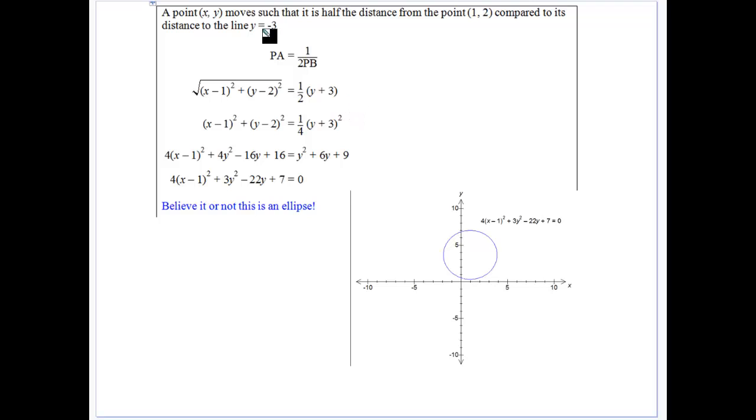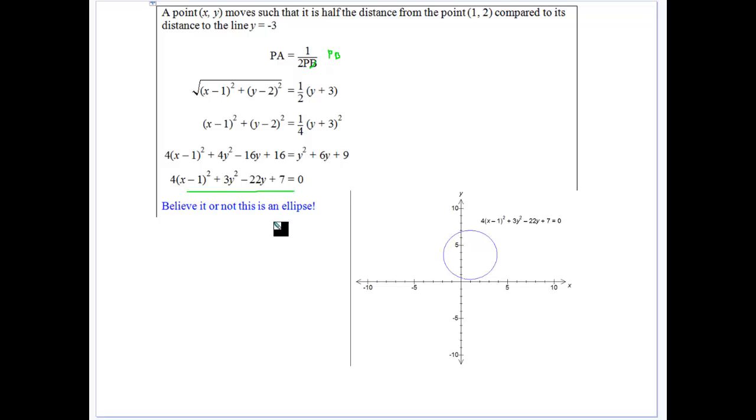What about this one? A point moves such that its distance from the point (1, 2) is half its distance from the line y equals -3. So when we start that and draw it up, we get a point P. If we use our distance formula, the distance to the point is half of the distance PB, so this would be PB up there, not on the bottom, and then the distance from P to B would be y plus 3. Calculate it out, and you get this.